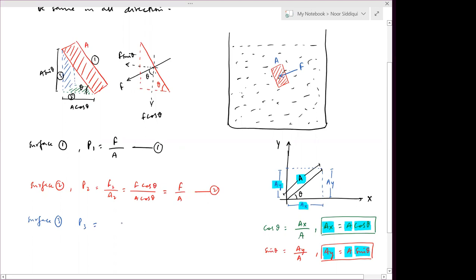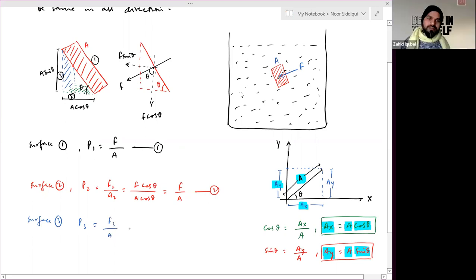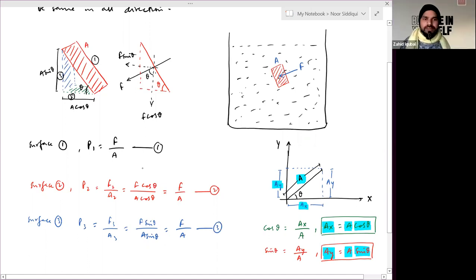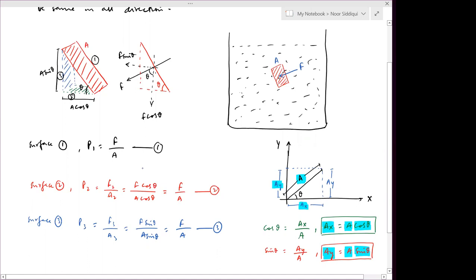For surface 3, sin theta by A sin theta. So F is just F sin theta and A is A sin theta. So sin theta and sin theta cancel out, and you're left with F by A only. Now just compare equation first, second, and third. Are they equal? Yes, sir.